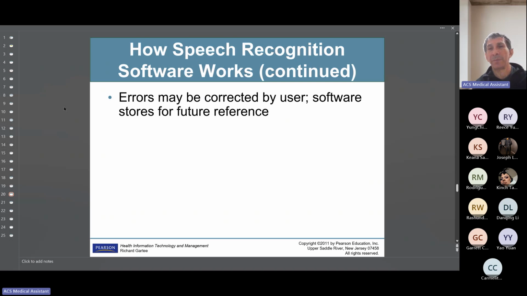So right here, errors may be corrected by users, software stores for future reference. Now, it has to be corrected by us, by the one that is using it, because you know what we're trying to say. No one else is going to know what you're trying to do or say, what information you want to convey. So that's basically what it is. So it is interesting.